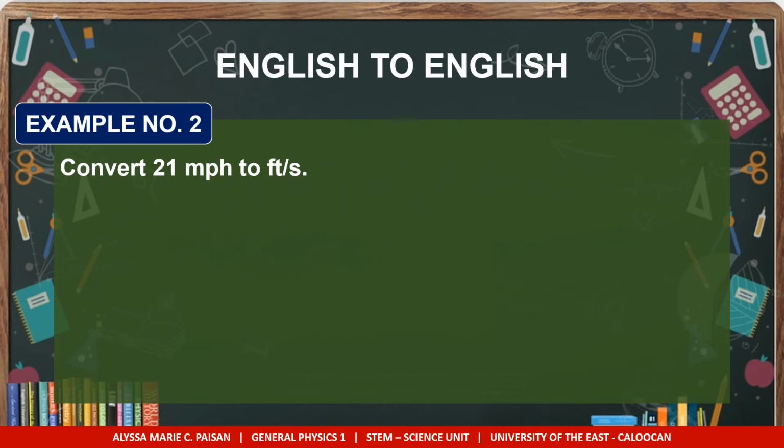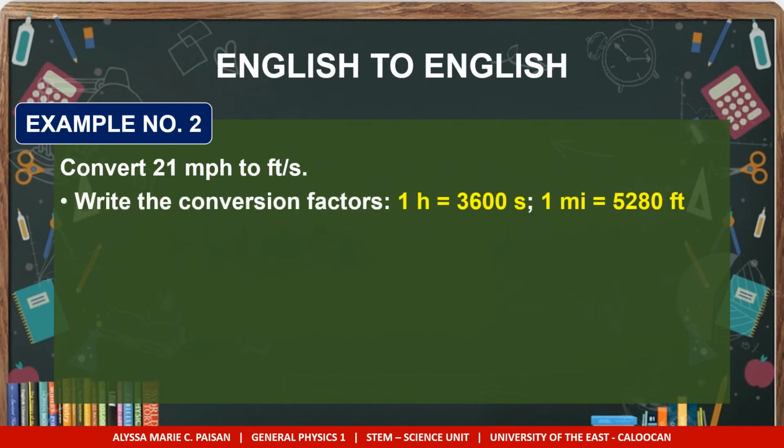Now let's have example number 2. Convert 21 miles per hour to feet per second. The M here means miles, so we read mph as miles per hour. We are going to use 2 conversion factors here. We will have the conversion factor for time as well as for distance. 1 hour is equal to 3,600 seconds, and 1 mile is equal to 5,280 feet.